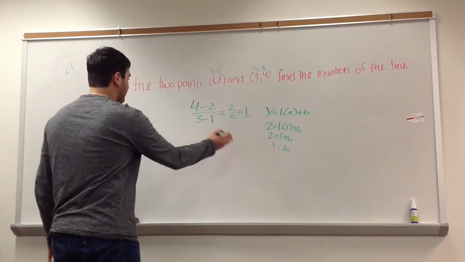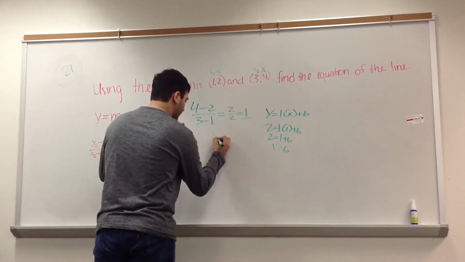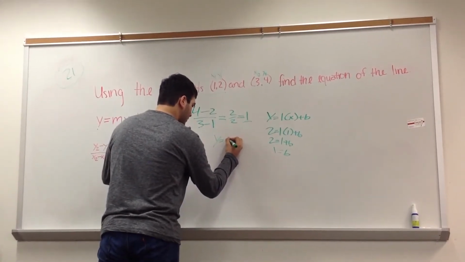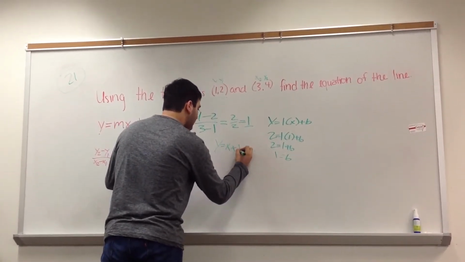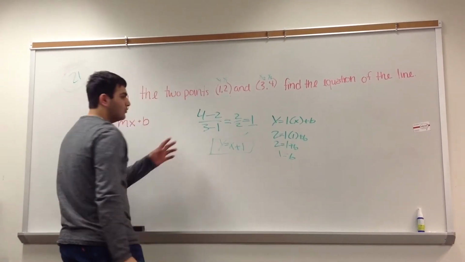So now you plug b back into y = 1 times x + b, and you get y = x + 1, and there you have it. That's how you find a linear equation from 2 points. Now to our graph expert, Adam.